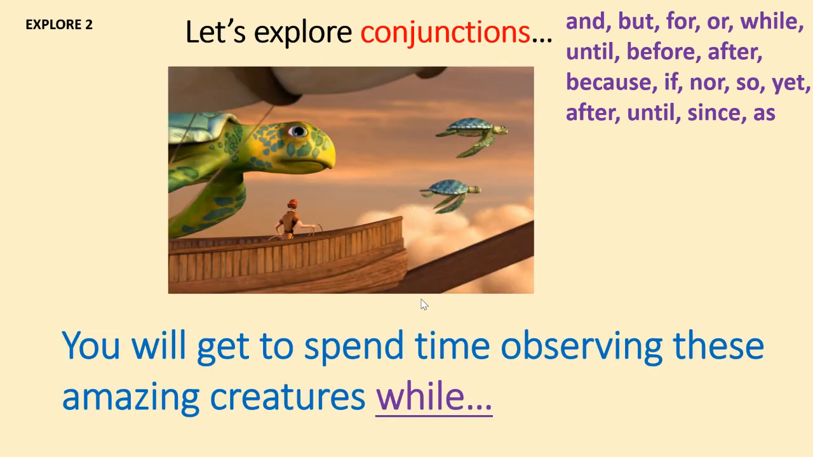Okay, this time you're going to try this one on your own. You will get to spend time observing these amazing creatures while. So that means you're doing two things at the same time. While means you're going to get to do that at the same time as something else. So what else will you be doing at the same time as you get to spend time observing these amazing creatures? I want you to say your sentence out loud and then write it down on your home learning books or piece of paper. Do that now. Press pause.